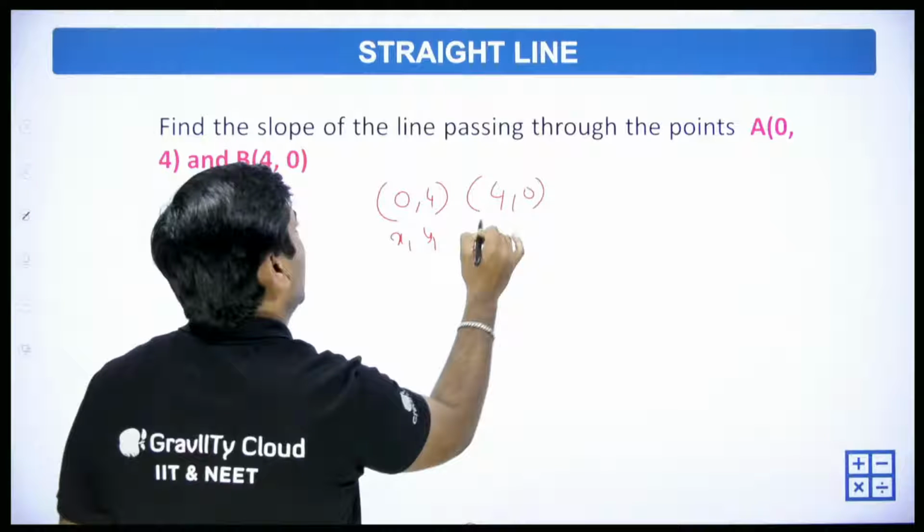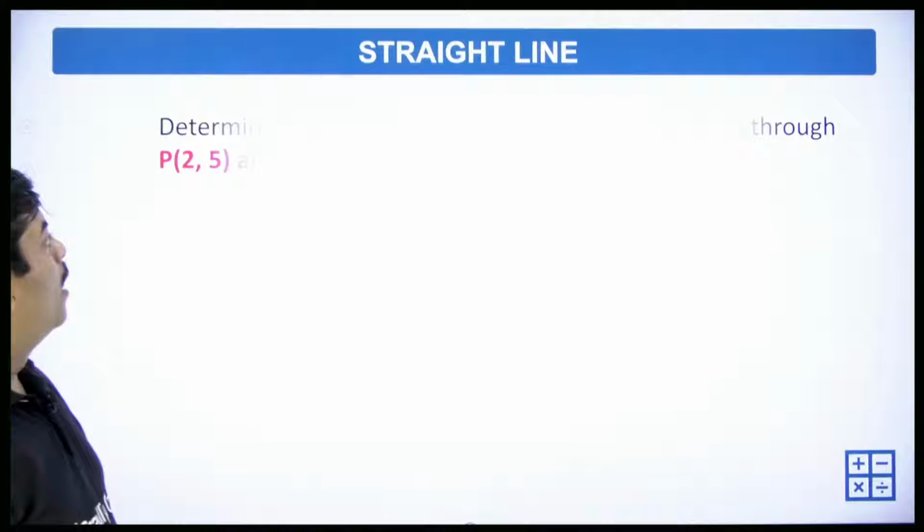Next one. Determine x so that 2 is the slope of the line passing through (2, 5) and (x, 3). So a line joining (2, 5) and (x, 3) has a slope, which we generally represent with m. So slope is equal to 2. Slope is equal to, and what is the slope formula? y2 minus y1 by x2 minus x1.